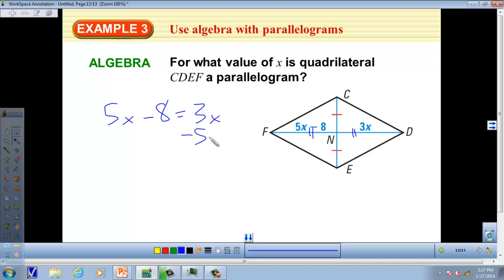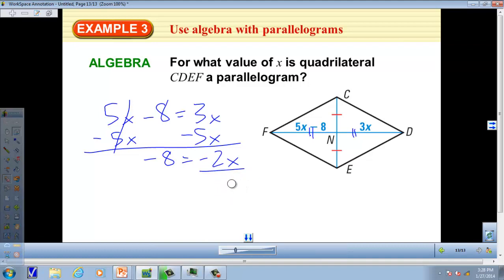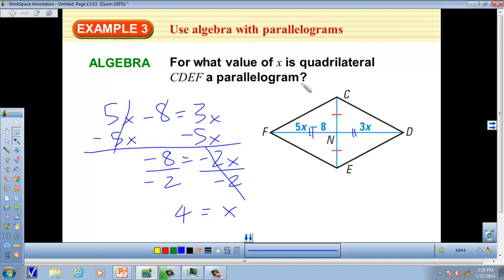I'm going to subtract 5x from both sides. If I do that, I get a negative 8 here because those cancel, and over here we get a negative 2x. Dividing both sides by a negative 2, those cancel and we get x is equal to 4. So that's the value of x that makes it a parallelogram.